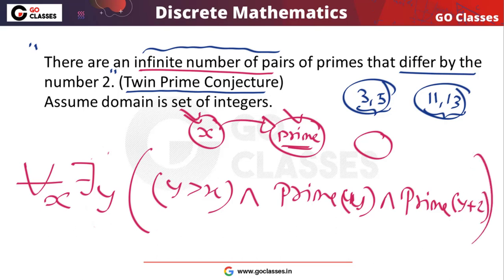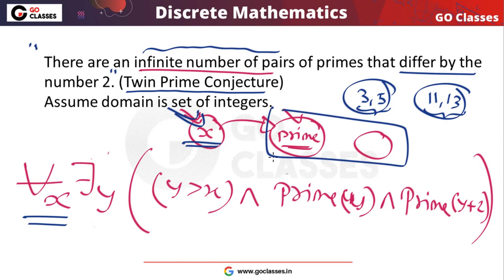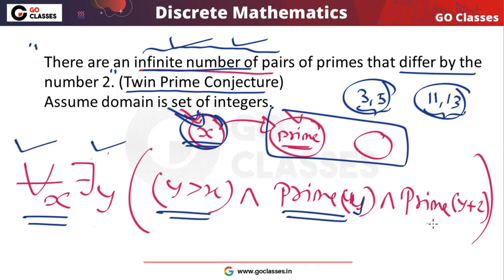See, the explanation is very simple. Let me explain it again. Whatever number you take, for all x, there must exist a pair, because the question is saying an infinite number of pairs. So for all x there exists a y such that y is greater than x, y is prime, and y plus 2 is prime. So for every number there exists a greater number such that these two are prime. For every number there exists a twin prime pair.